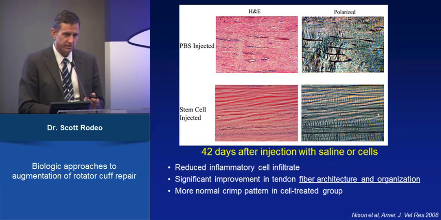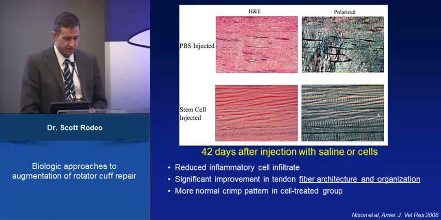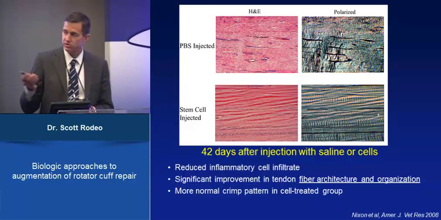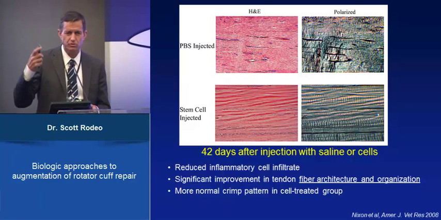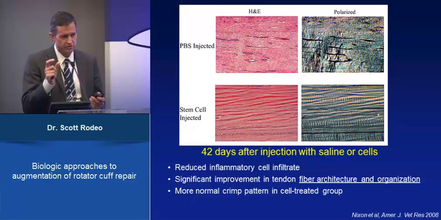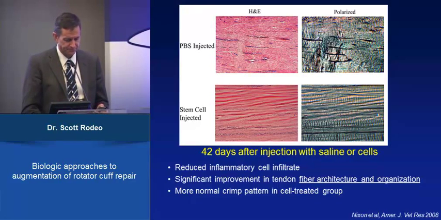If you look at the histology of the tendon at 6 weeks, the bottom half of the slide shows the stem cell-treated tendons. There is a reduced inflammatory cell infiltrate. There's an improvement in tendon fiber architecture and the overall organization of the tendon. And there's a more normal crimp pattern. The slide in the lower right demonstrates histology under polarization, showing this normal crimp pattern in contrast to the disorganized tissue in the untreated tendon. So cells here really had a positive effect.